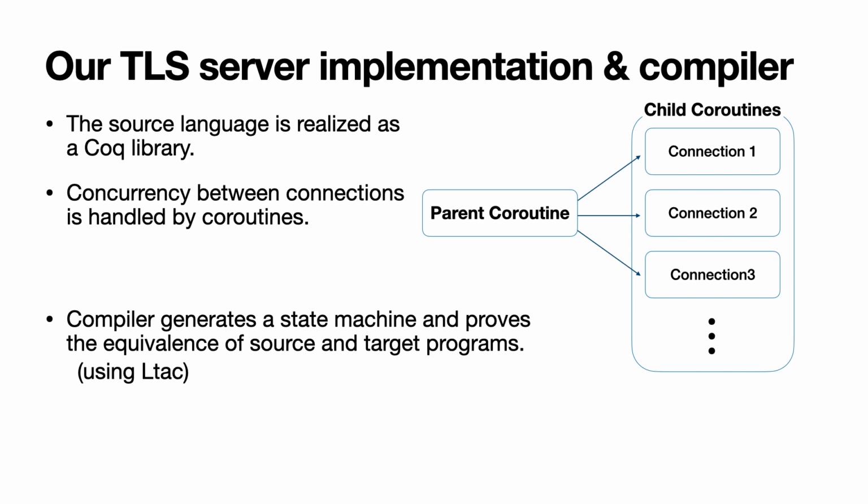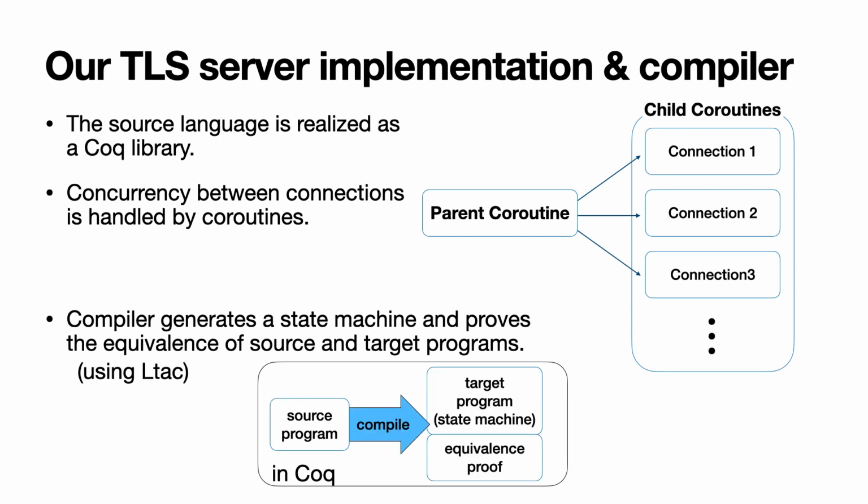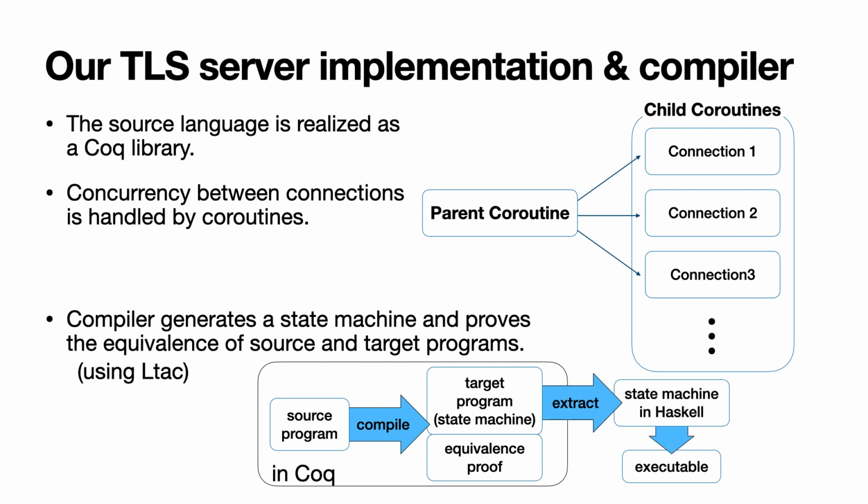So we give a Coq library with which we can write high-level code and compile it into a state machine. We implemented TLS with our library. The source language supports coroutines, so it can handle concurrency between connections. Our compiler automatically proves that the source and target programs are equivalent. Then we convert the target program into Haskell so that we can generate an executable.